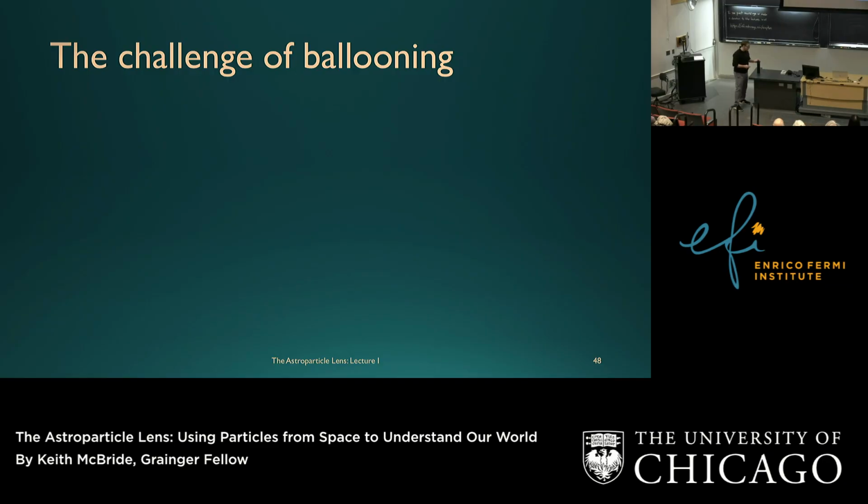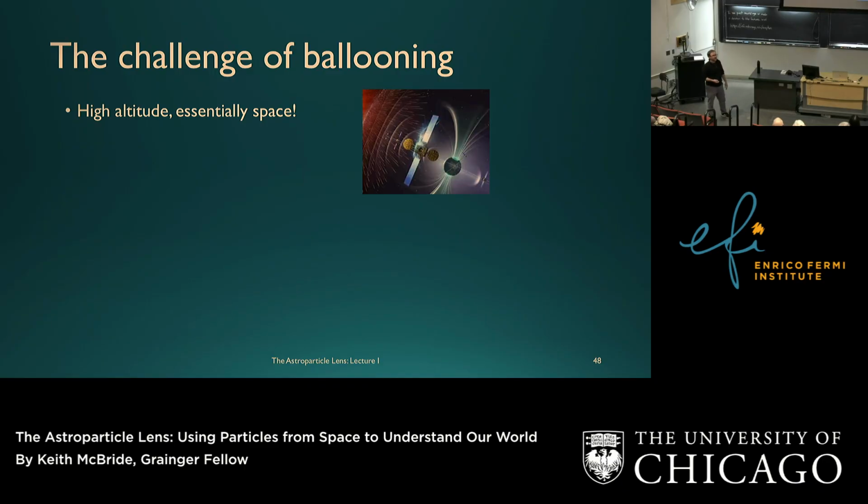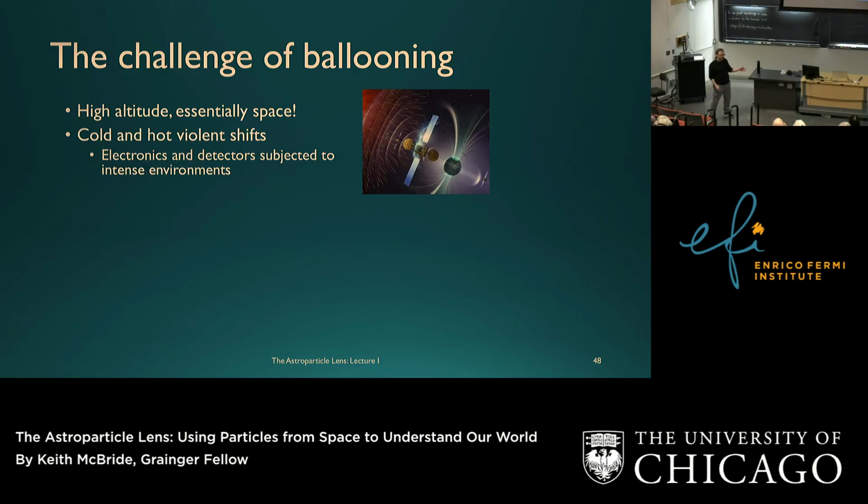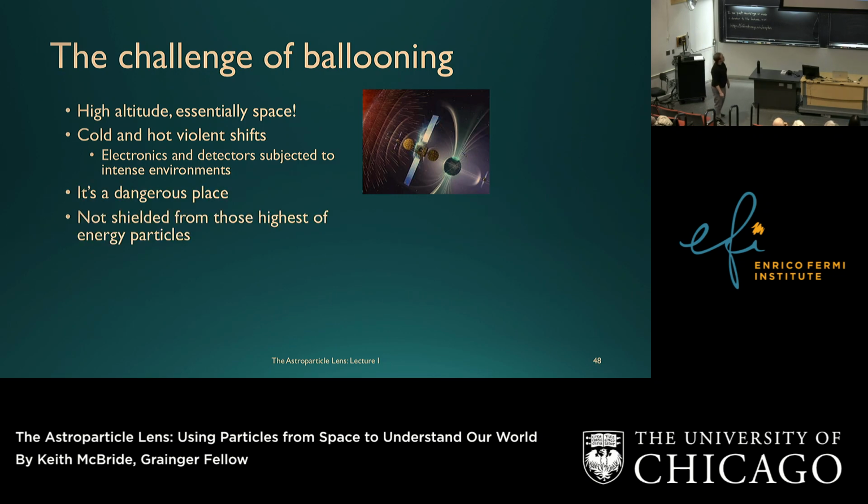And so one of the challenges of ballooning, right, is effectively you're putting your detectors in space at such high altitude, right? And that's a dangerous place. That's an extreme and violent, dangerous place. You have cold and violent shifts. You have things that are getting too hot when they're facing the sun and things that are getting too cold when they're not. And so your electronics, your detectors are subjected to these intense environments, right? And you have no shielding from the highest energy particles, which makes sense because you want to detect them, but at the same time, you can't just go there, right? You have to be shielded from them, right?